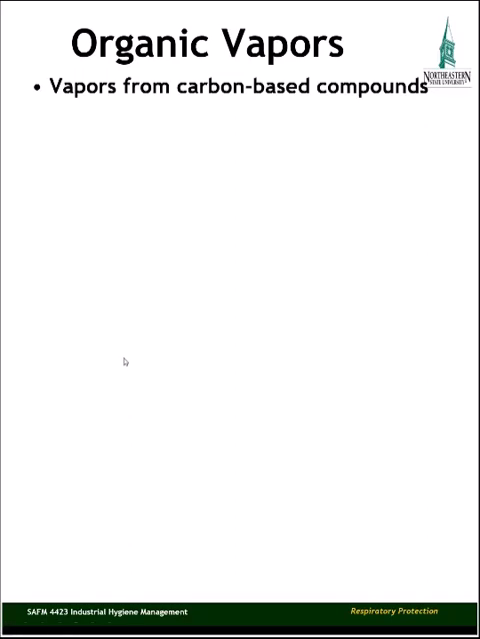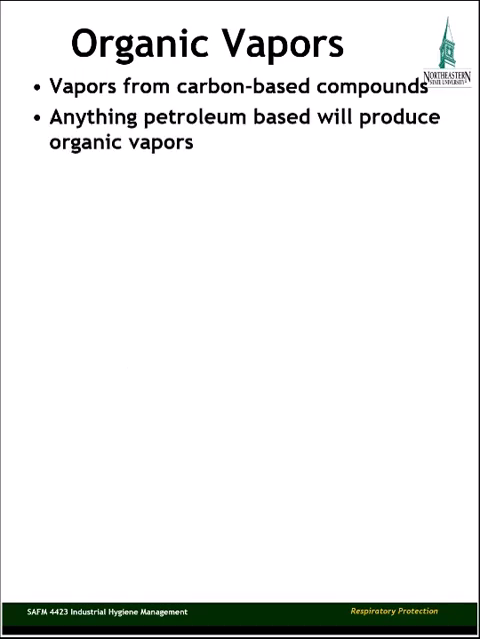One very broad class of organic vapors would be the wide variety of petroleum-based products. Gasoline, diesel, plastics that are burning. There are turpentine, acetone, a lot of different products that we use in a variety of industrial settings give off vapors that would be classified as organic vapors.